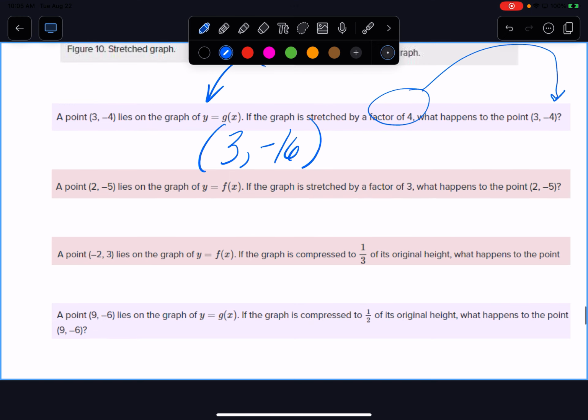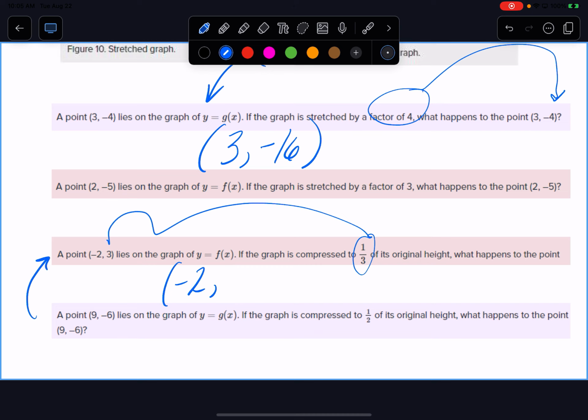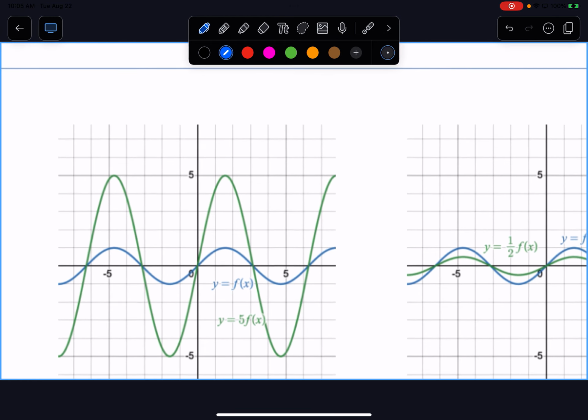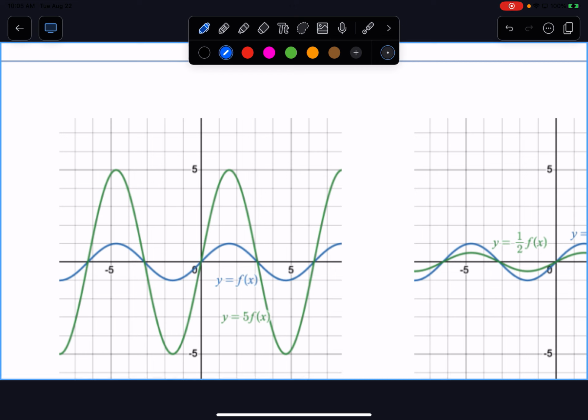So like same thing here. It says, look at this one. A point (-2, 3) lies on the graph of f of x. The graph is compressed by 1/3. What happens to the point? You'd say -2 doesn't change, but then we're going to take our compression and times it to our y value. So don't we get 1? 1/3 times 3 is 1. Okay, good. Awesome. All right, so like with this one right here, let's write our xy answer.